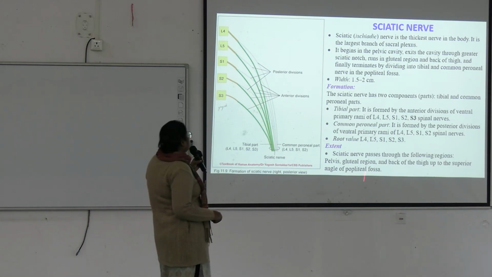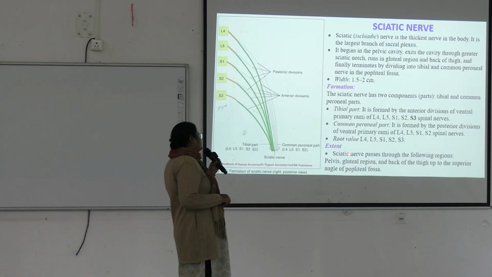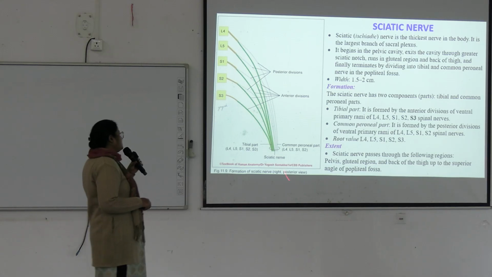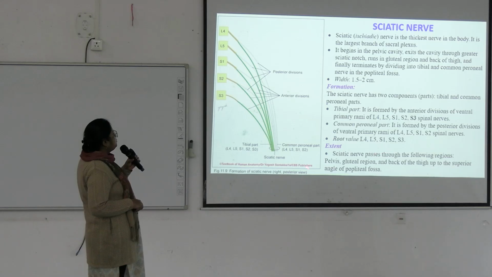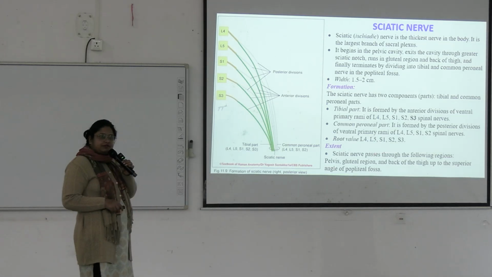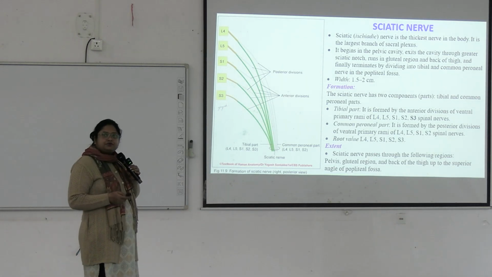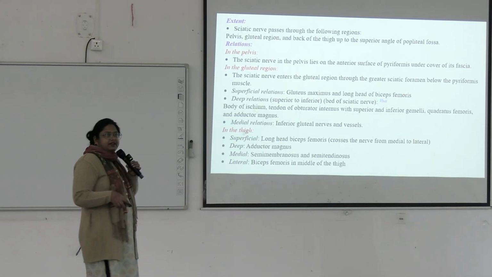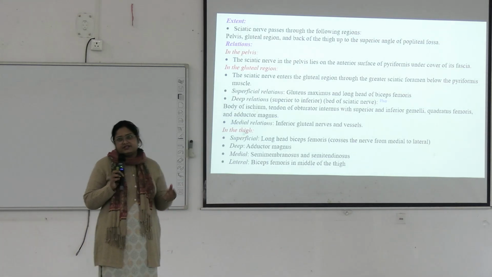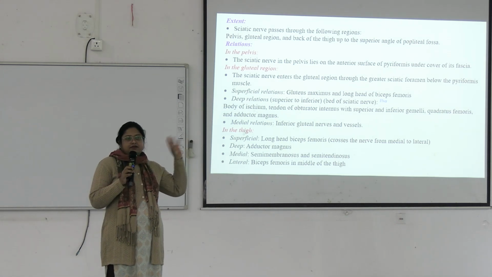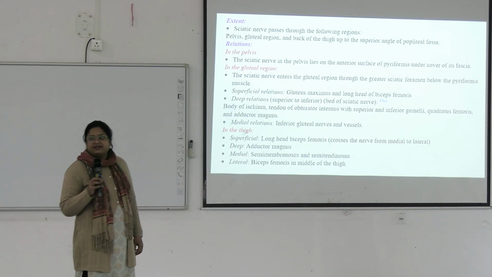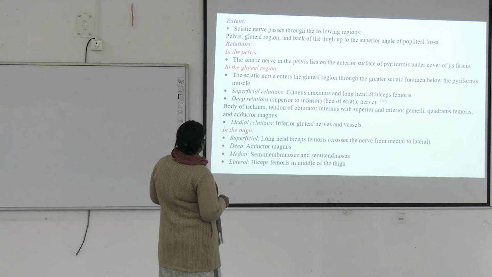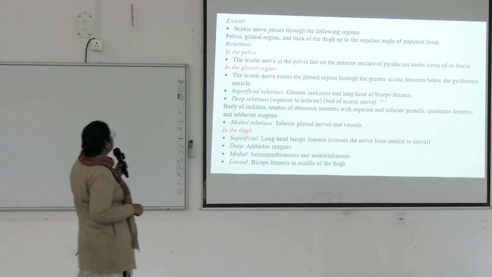Okay. Next is the extent. The sciatic nerve passes through the following regions. First the pelvis, then gluteal region and back of thigh up to the superior angle of the popliteal fossa. Okay. Here it is dividing into these two components. Sometimes there are variations. Okay. High division also occurs, dividing itself within the pelvic cavity or dividing in the gluteal region, dividing in the back of thigh. All these can occur, different variations. So what is the extent of the sciatic nerve?